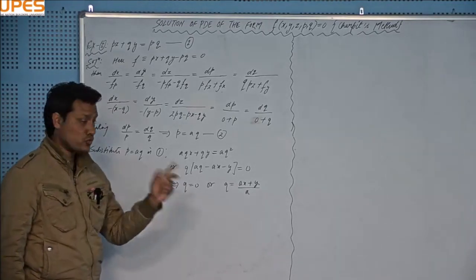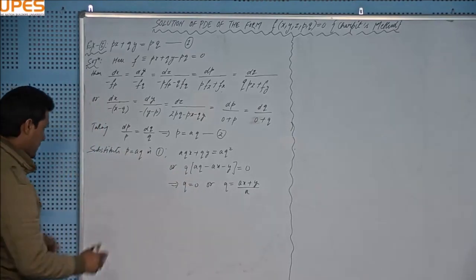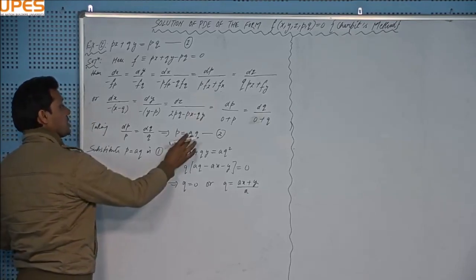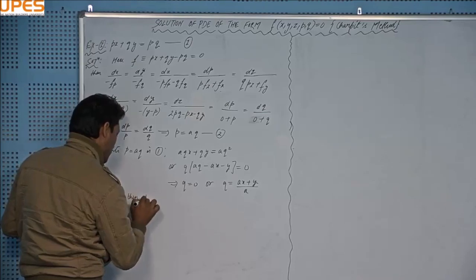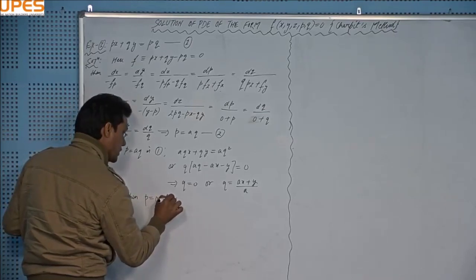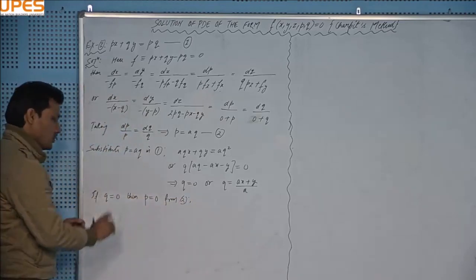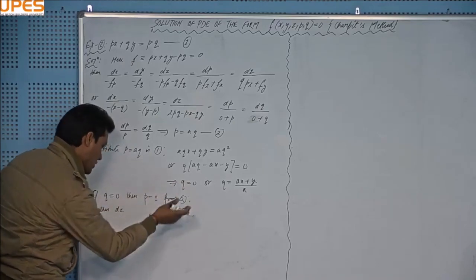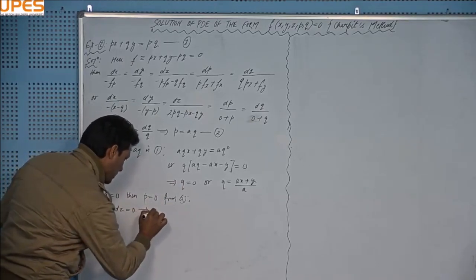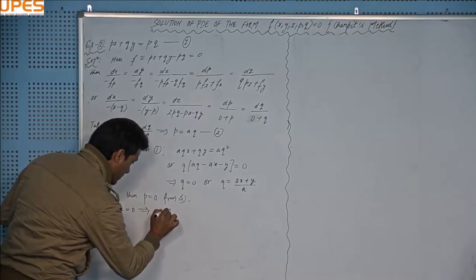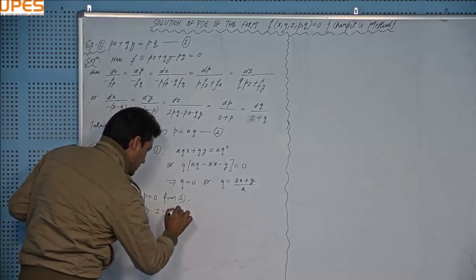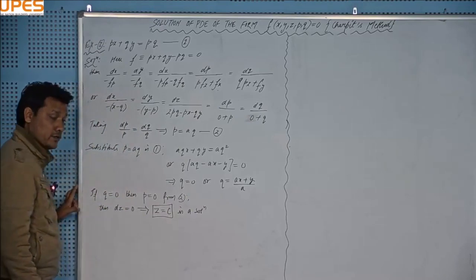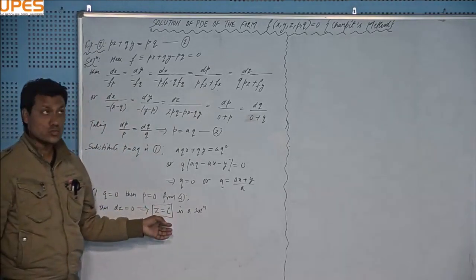Taking q is equal to 0 first, if I choose q is equal to 0, then what will happen? Right, if I choose q equal to 0, then plugging this q is equal to 0 here in equation number 2, I will get p is equal to 0 from equation number 2, right? And if p is equal to 0 and q is equal to 0, then dz will be p dx plus q dy, and that will be dz equal to 0, and that will imply z is equal to some constant, and let the constant be c, right? In that case, this is the solution, one of the solutions, z equal to c will be the solution, right? And you should verify whether z equal to c is actually a solution of this equation, right?